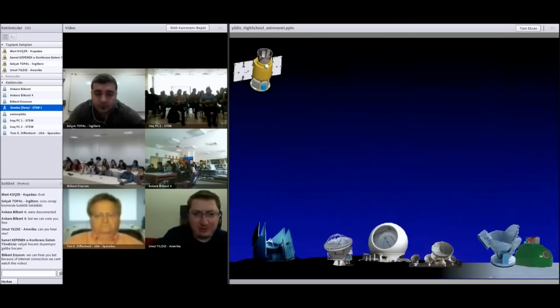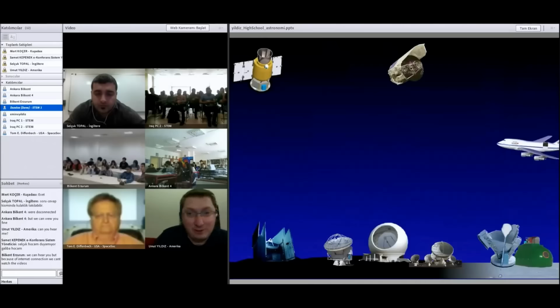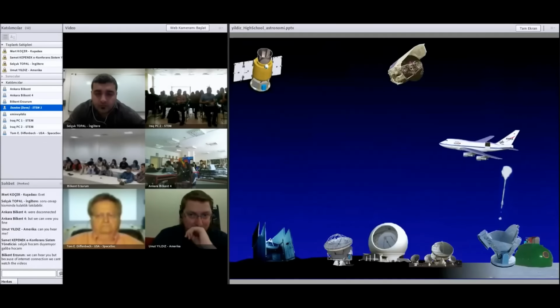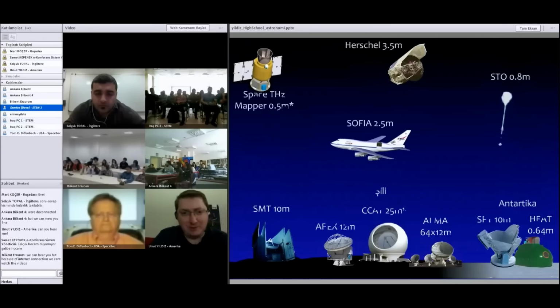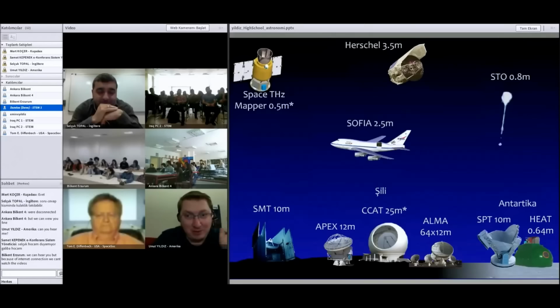We not only have ground-based telescopes. We also have different types of telescopes, like a space telescope, for example the Herschel Space Observatory. I actually worked with this telescope for something like 5 years, and I'm still working with it. This is the biggest mirror in space. It's a 3.5 meter mirror.